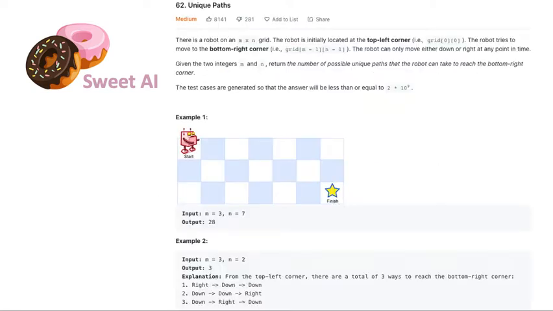The question is saying there is a robot on an M by N grid, and the robot is initially located at the top left corner, as you see here. The robot tries to move to the bottom right corner, and the robot can only move either down or right. So given the two integers M and N, return the number of possible unique paths that the robot can take to reach the bottom right corner.